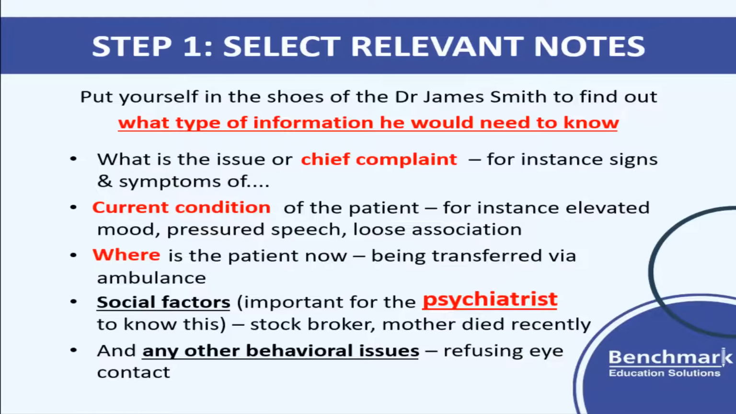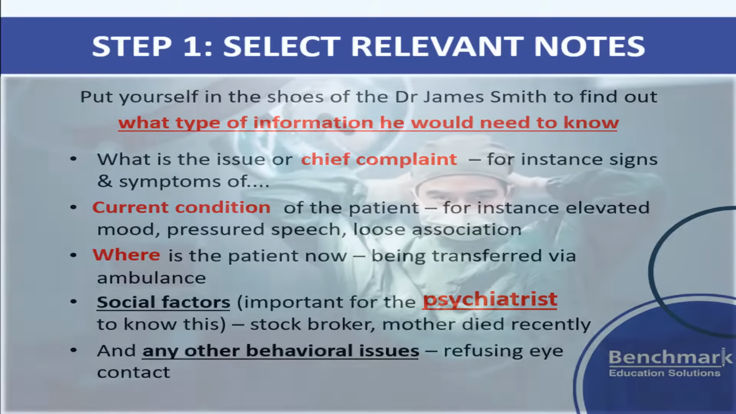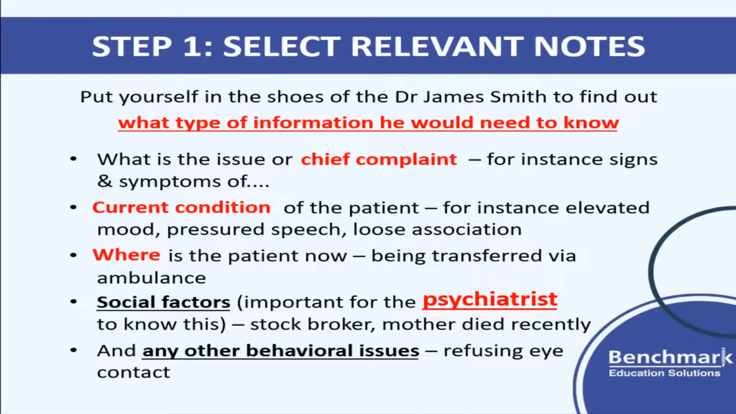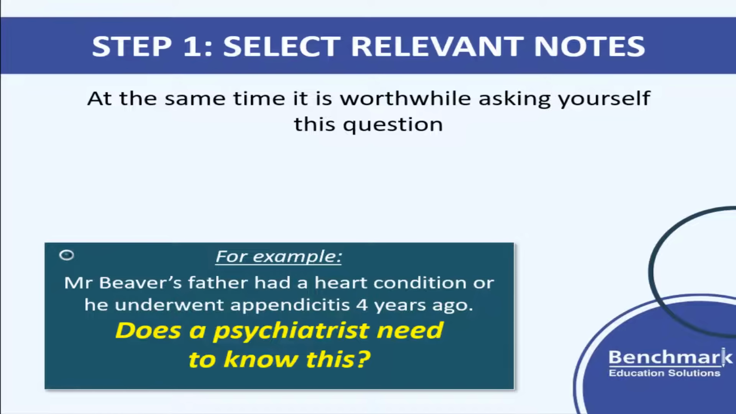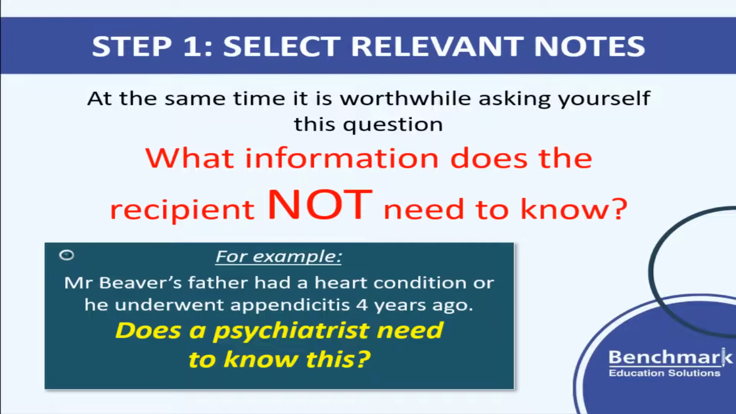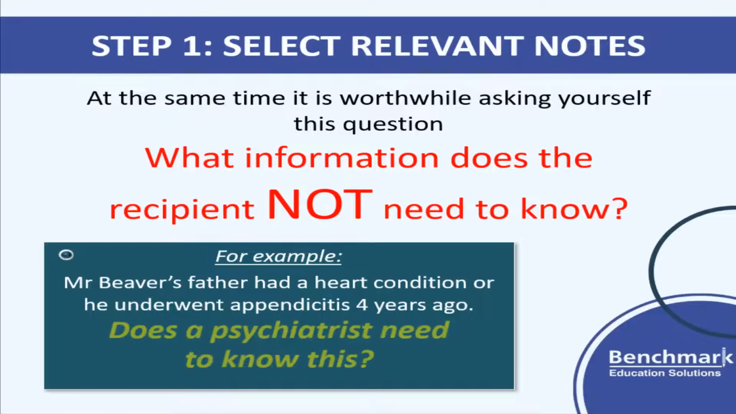For a psychiatrist, social factors are important, so those notes are relevant. However, if you are writing to a surgeon, social factors may not be relevant. Do you see how important it is now that you always write with the reader in mind? Apart from knowing what to include, you need to know what not to put in your letter. For instance, in our example, does a psychiatrist need to know about the patient's father's medical history? Probably not, unless something about that affected the patient's state of mind, but this is unlikely.